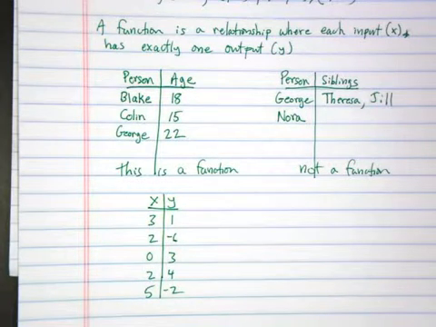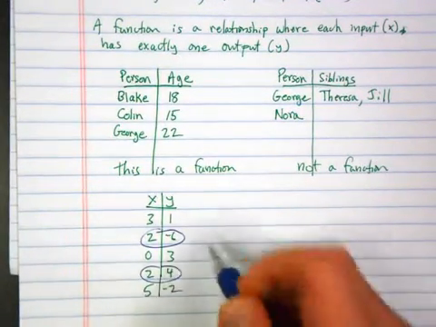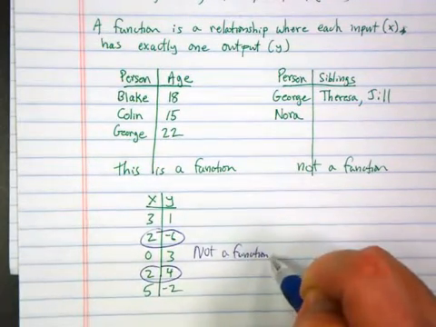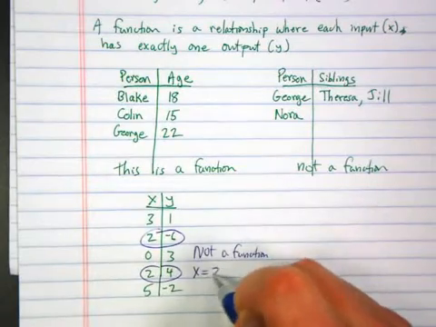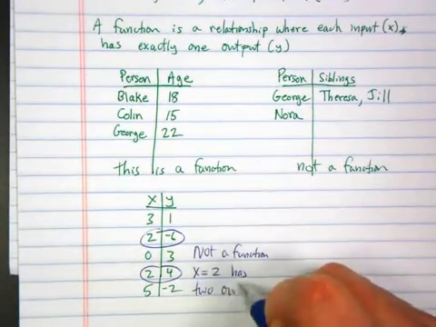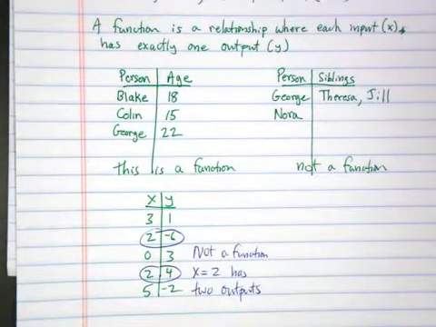Is that relation a function? No. Why not? Because 2 has 2 outputs. X equals 2 has two outputs. Not a function. Would you want us to circle that? I would want you more to write "not a function because x equals 2 has two outputs." I just circled them to emphasize it.